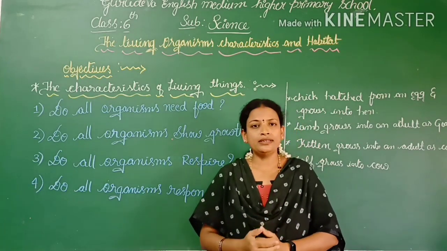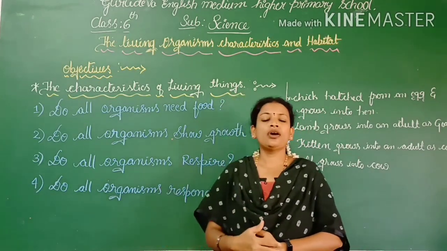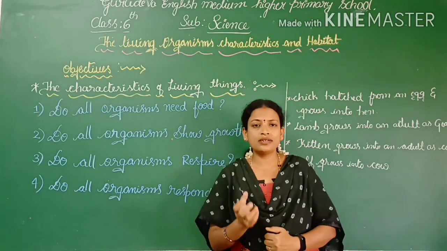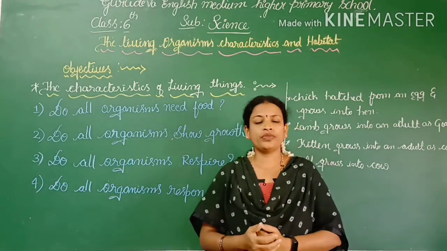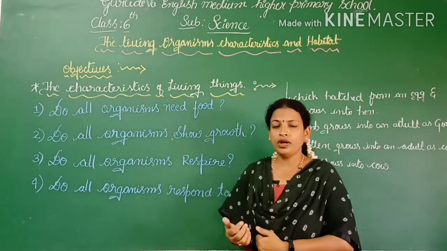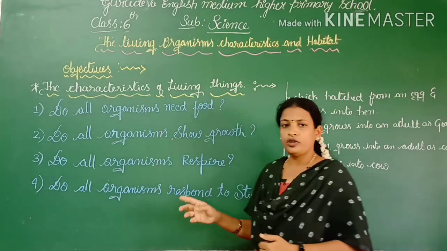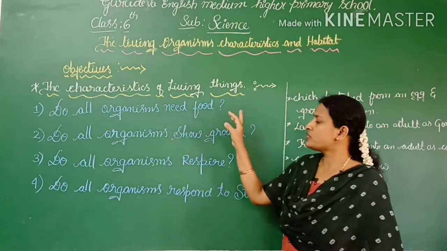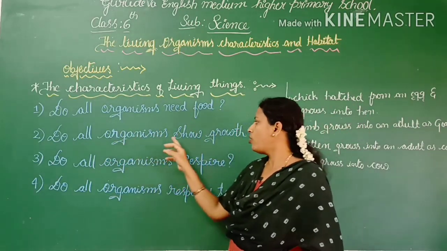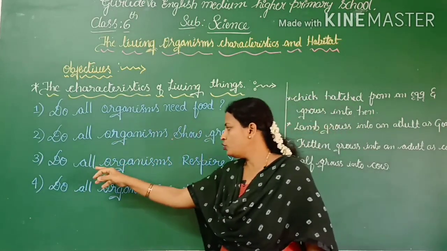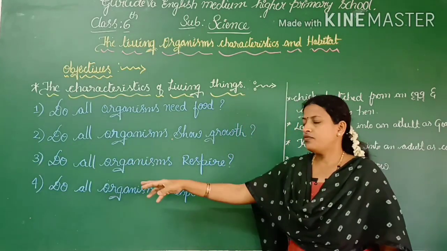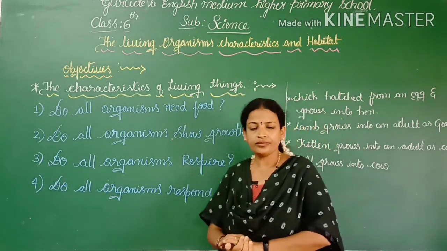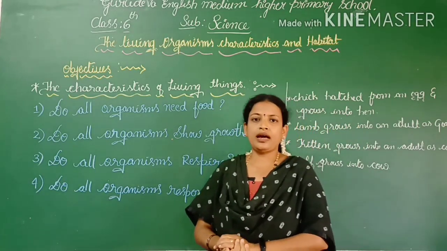So my dear children, in this session we are going to learn about the specific characteristics of living things. Let me say them one by one. In this session we will study four characteristics. The first one: do all organisms need food? Second: do all organisms show growth? Third: do all organisms respire? The fourth: do all organisms respond to stimuli? Let me start one by one.